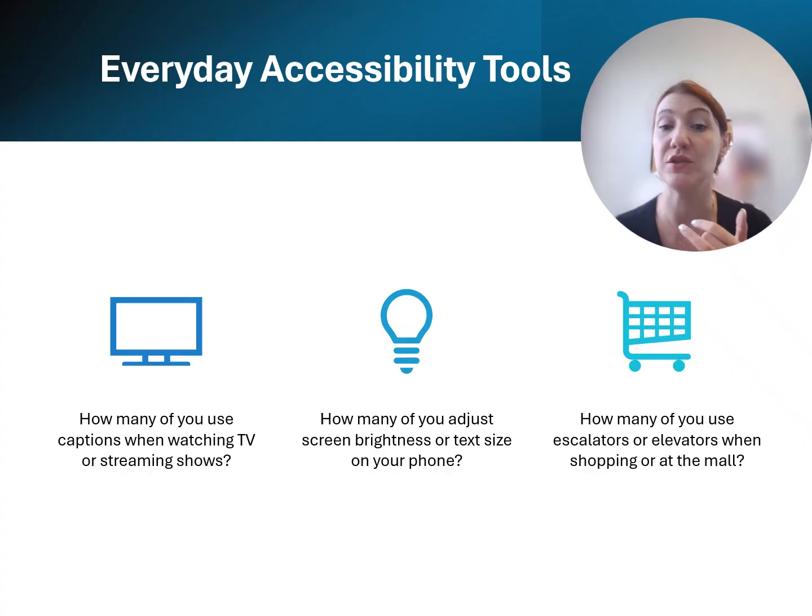How about adjusting screen brightness on your phone or your text size when you're reading a website? Or how about using an escalator or an elevator when you're at the mall or in another large space? These are all examples of ways that universal design is actually all around us on a regular basis.